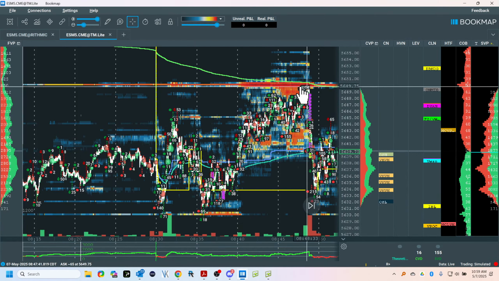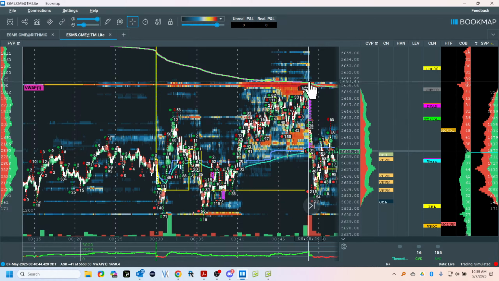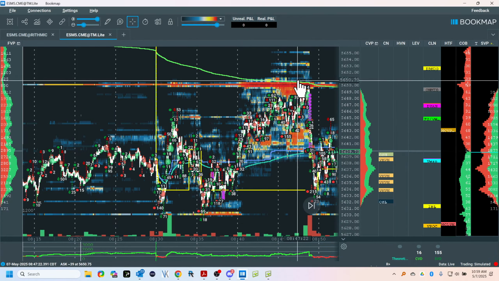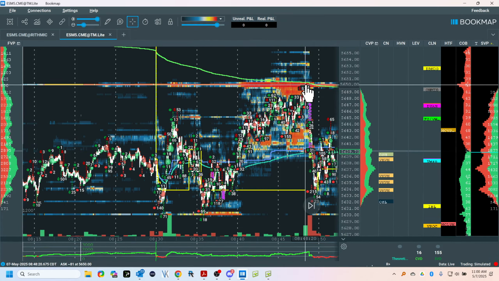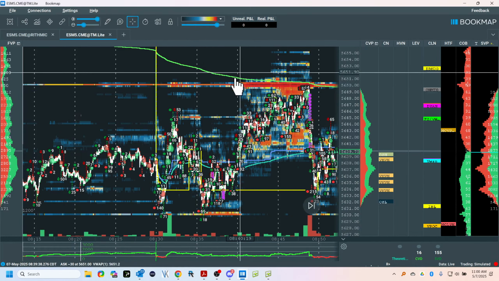Is that correct, guys? Just confirm that, because this moves around and it's still moving. So I don't know if this was accurate at the time. Was full session VWAP around 50? Trader Lab? Yeah, okay, thank you.